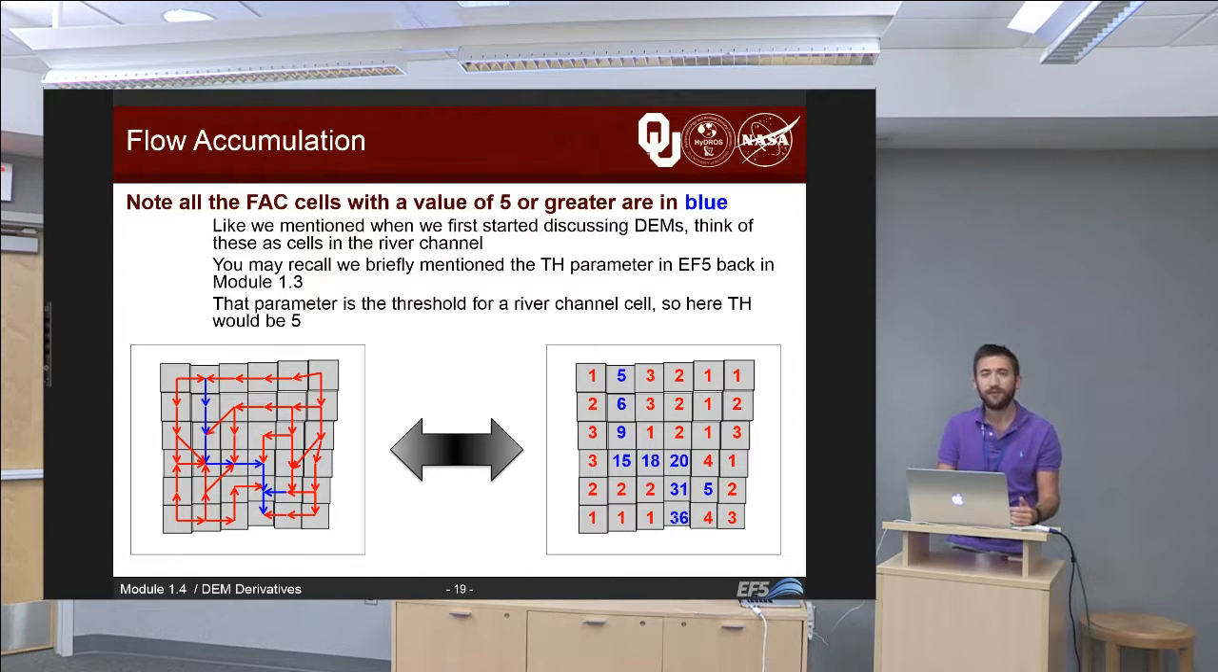Note that in this case, all of the flow accumulation cells with a value of 5 or greater are highlighted in blue. So when we first started discussing DEMs, we mentioned with the arrows that some of the cells had more arrows flowing into them than others, and we highlighted those with lots of flow in blue. We also briefly mentioned the TH parameter, which is short for threshold, back in module 1.3. That threshold parameter is the threshold for a river channel cell. So here, for this example, our threshold parameter in the model would be 5. Now anything that has a value of 5 or greater in the flow accumulation map becomes a river cell. Anything with a value of less than 5 becomes an overland cell.